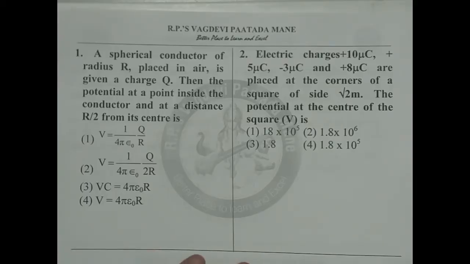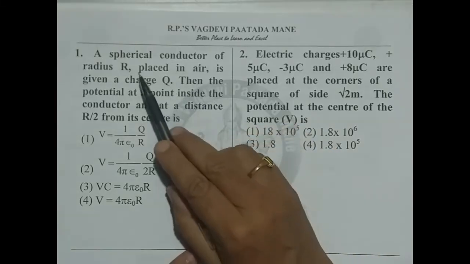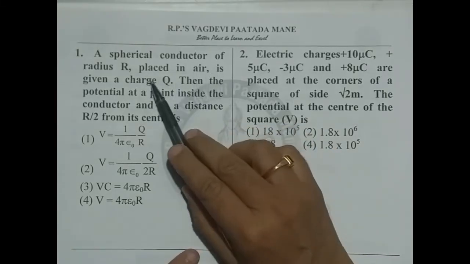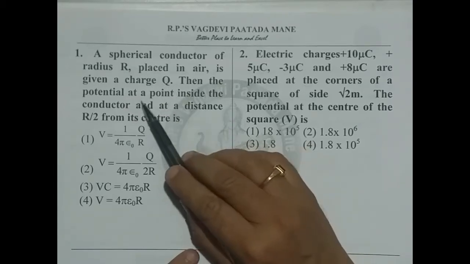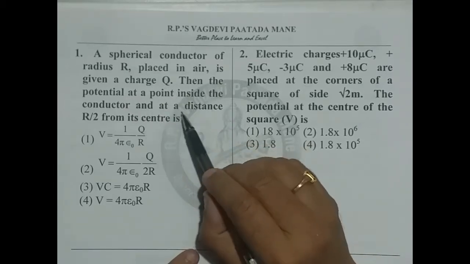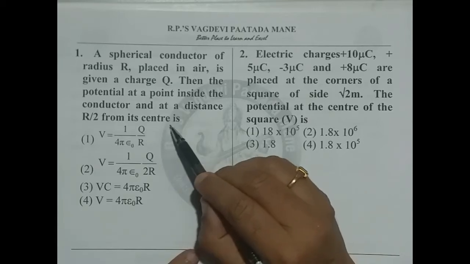Potential, but say first question. A spherical conductor of radius r placed in air is given a charge q. Then the potential at a point inside the conductor and at a distance r by 2 from its center.